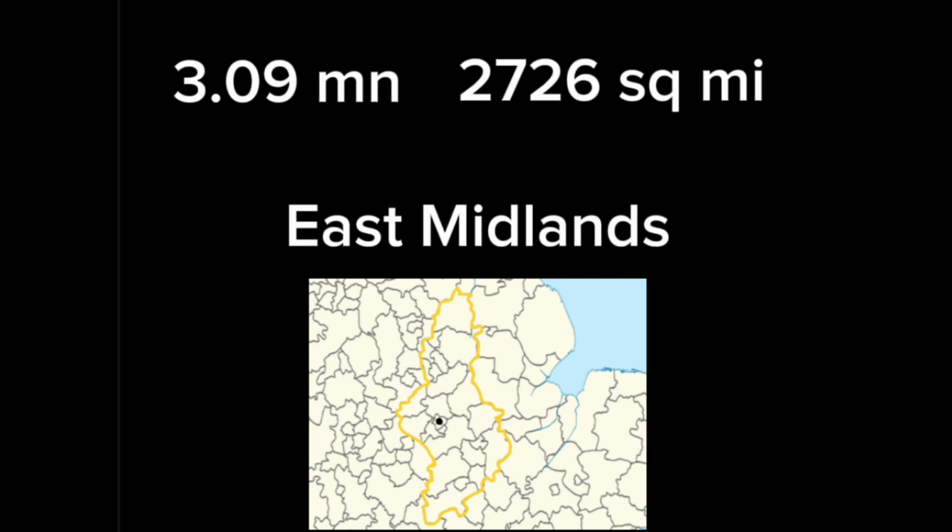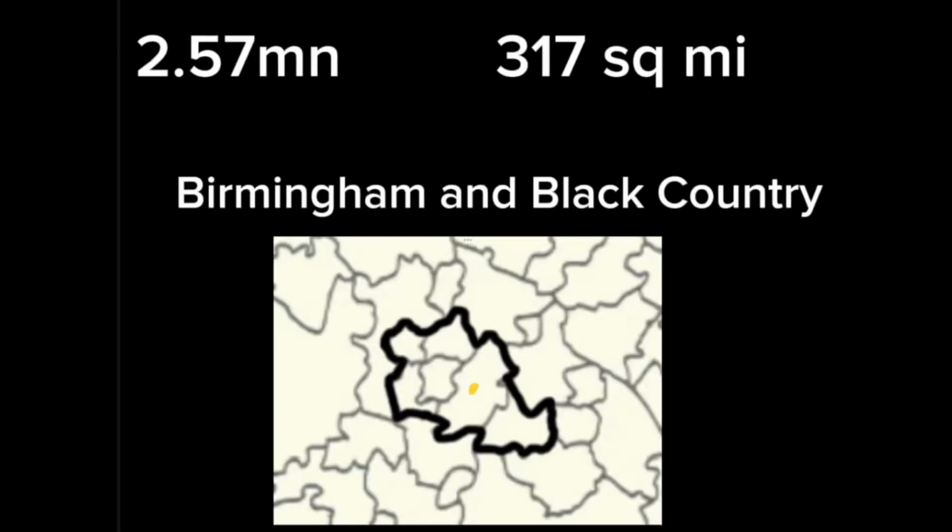All this together means the state has a population of 3.09 million people, as well as taking up 2,726 square miles. The state also contains the UK's largest reservoir in Rutland Water, and has a good mix of urban and rural areas, which I think would work as a strength.